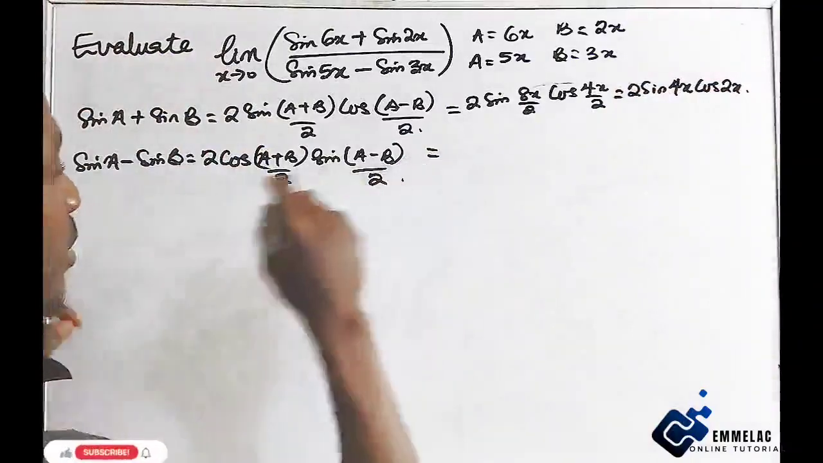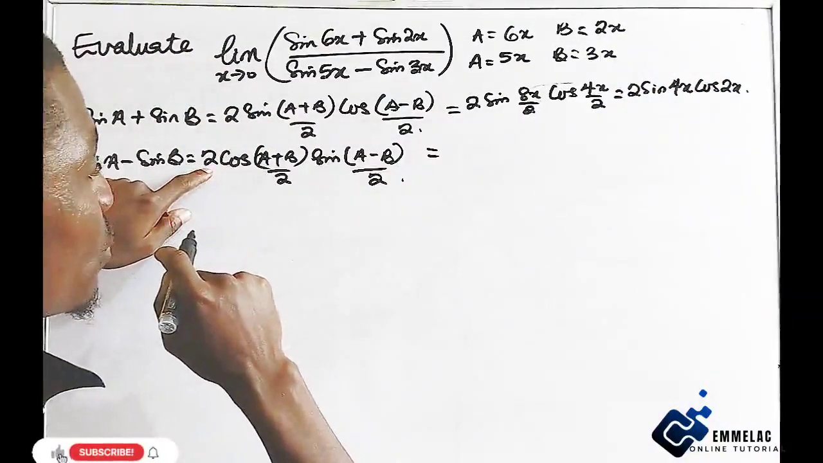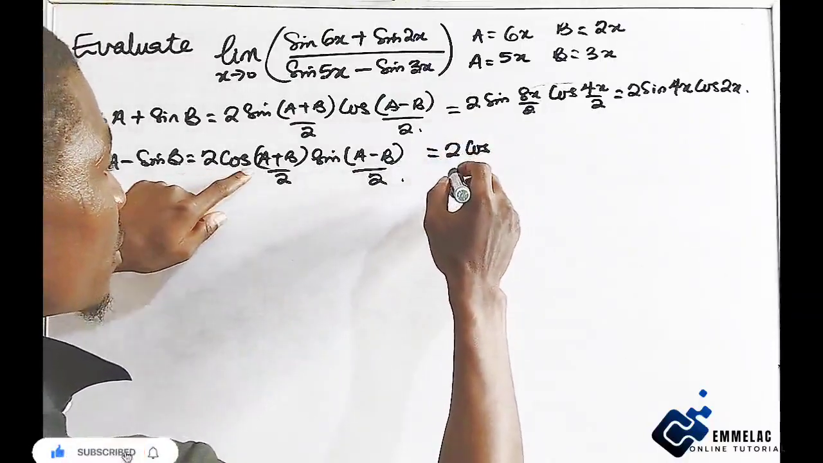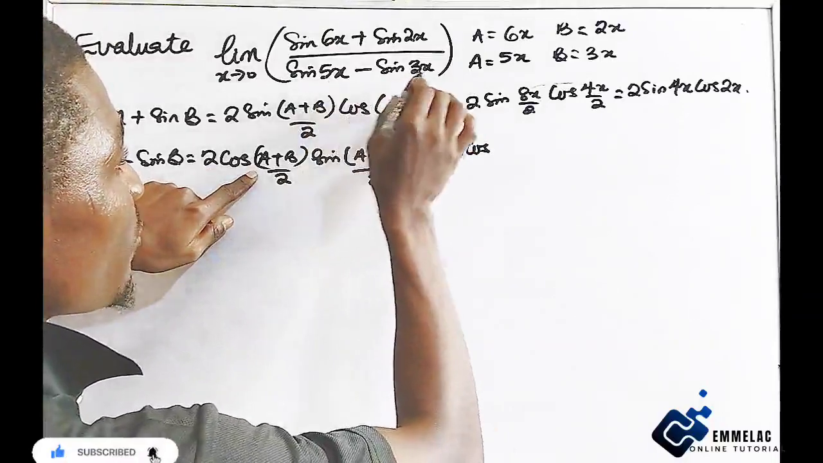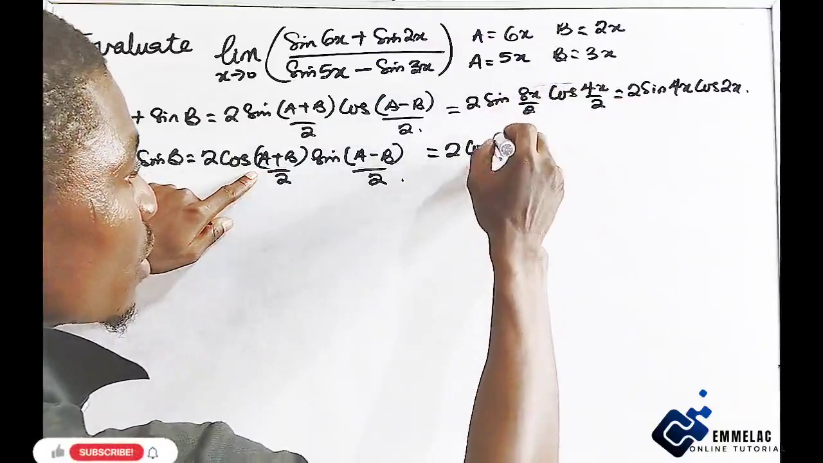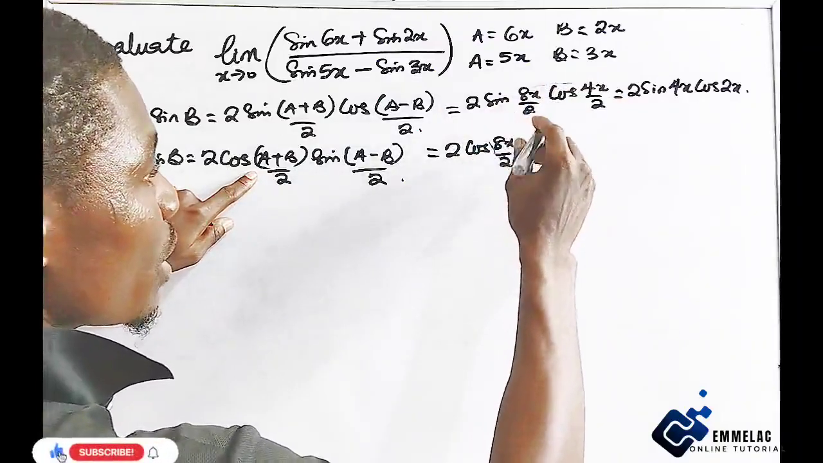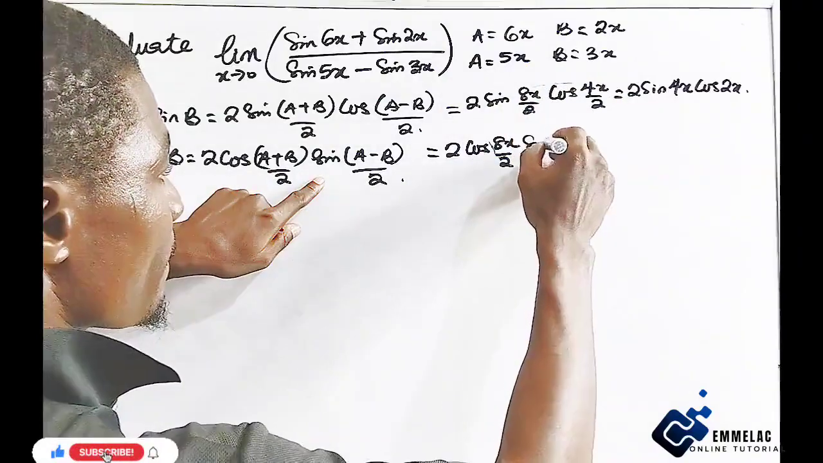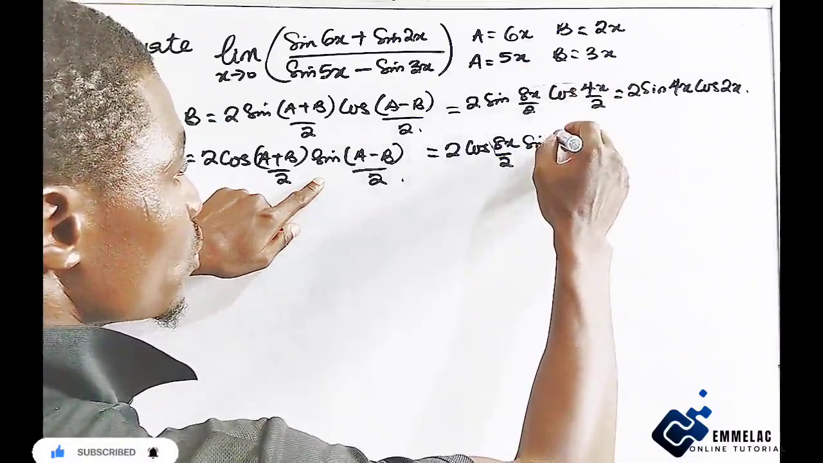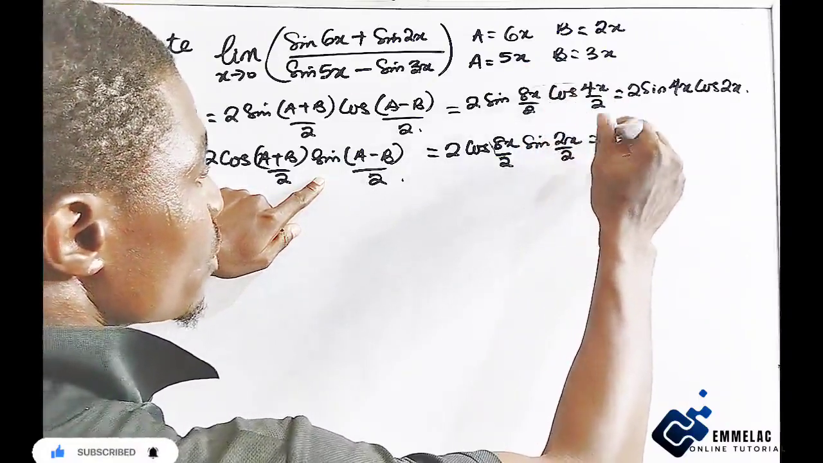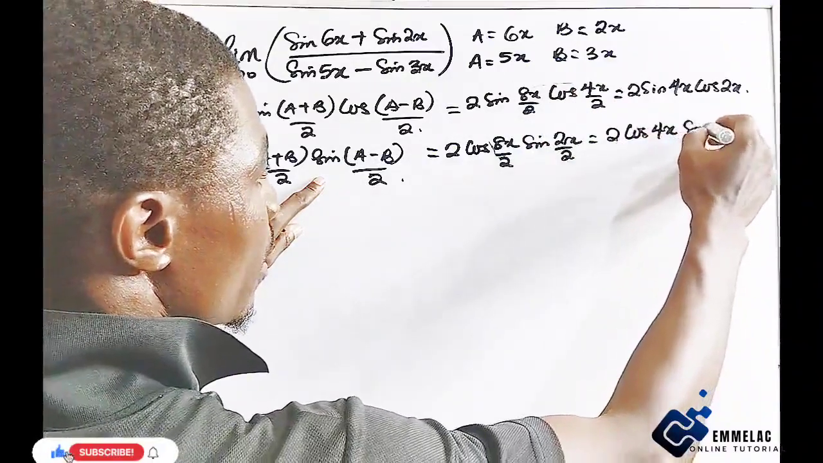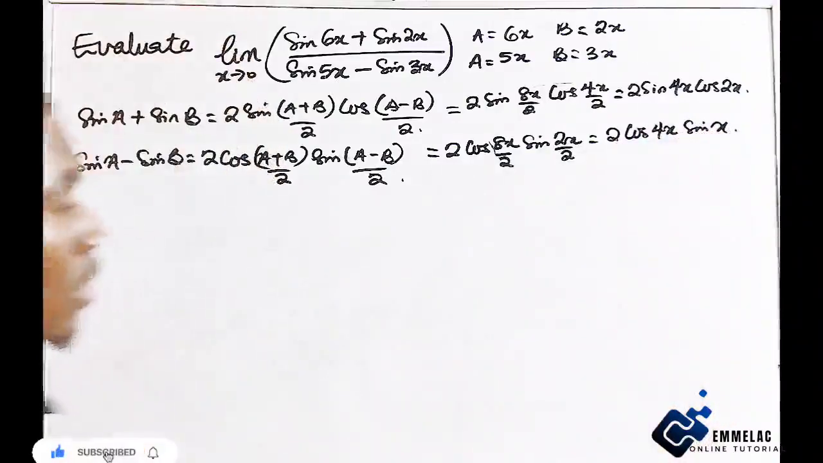Now we've established that one. For the denominator, you have 2 cos((5x + 3x)/2), and 5 plus 3 gives us 8, 8 divided by 2, then sin((5x − 3x)/2), and 5 minus 3 gives us 2x over 2. This gives us 2 cos 4x sin x.